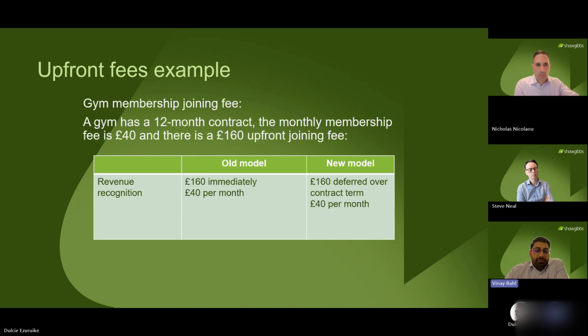Under the old model, the gym might have recognised £160 immediately and then £40 a month thereafter. Whereas under the new model, the joining fees need to be assessed in detail. So does it provide a distinct service on its own, or is it really part of the overall membership? For example, can you have one without the other? Usually it doesn't transfer a separate good or service, and as such, the £160 now needs to be deferred. So overall, the same amount of revenue will be recognised in total, but if your year end is in the middle of the contract term, revenue is going to change quite significantly.